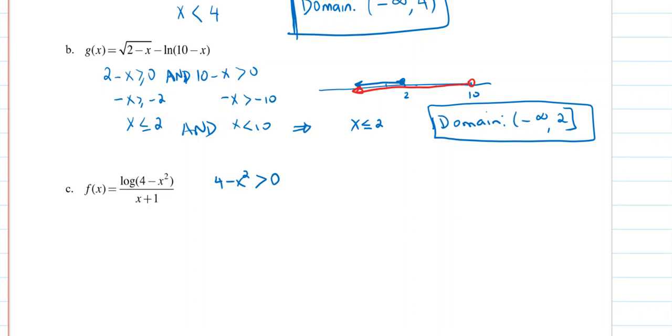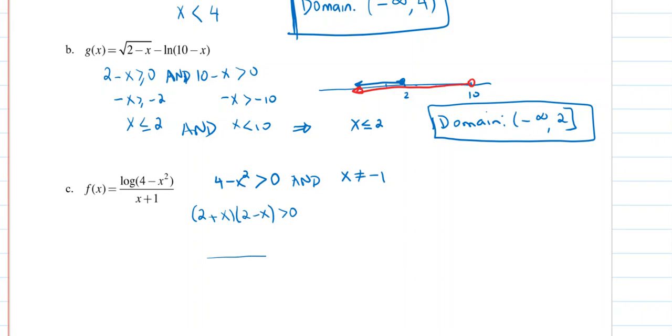And then also, we don't want the bottom to be 0, so x plus 1 cannot be 0, which means x cannot equal negative 1. We want the intersection of these two sets, the solutions to these. Now for this inequality, you might be tempted to isolate the x squared, but that's not how we solve these polynomial inequalities. You have to factor. So you get 2 plus x, 2 minus x, greater than 0.